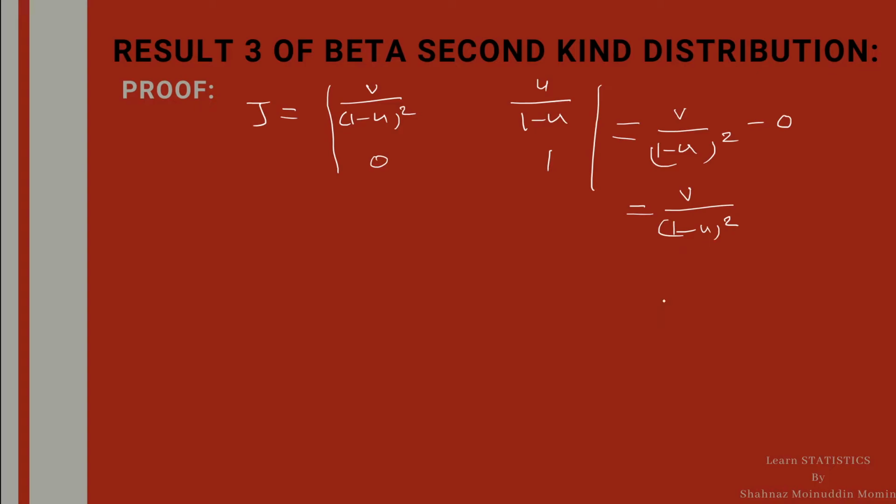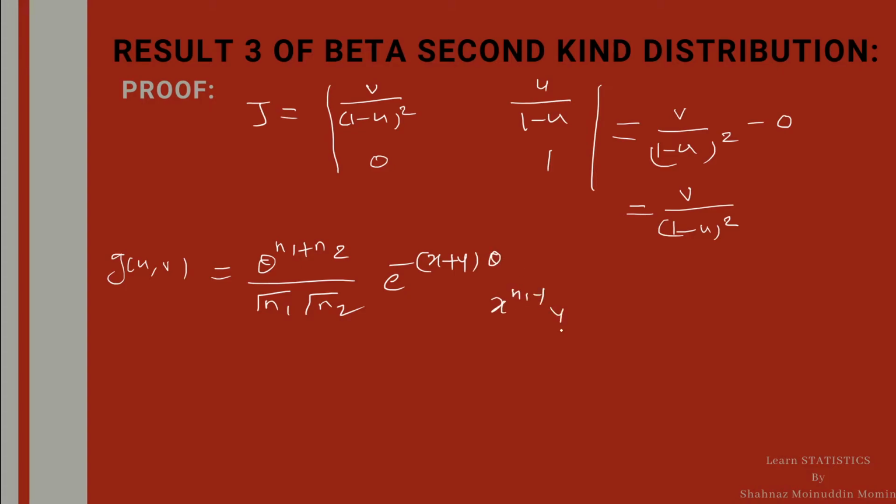Now substituting all these values in the joint PDF of u and v, we get g(u,v) is equal to theta raised to n1 plus n2 over gamma n1 into gamma n2, e raised to minus (x plus y) theta, x raised to n1 minus 1, y raised to n2 minus 1, into the absolute value of v upon (1 minus u) whole square. Since u and v are positive, the term v upon (1 minus u) whole square is positive.